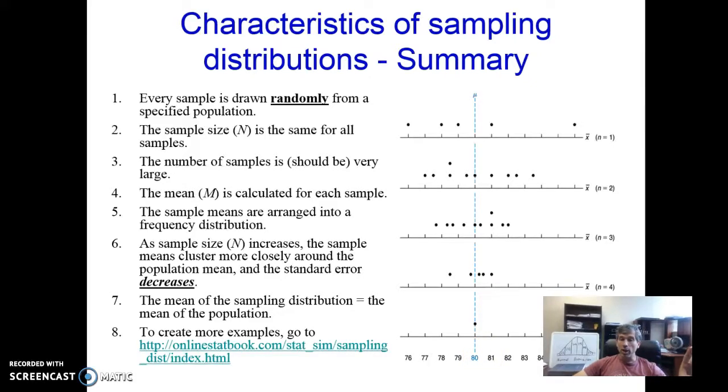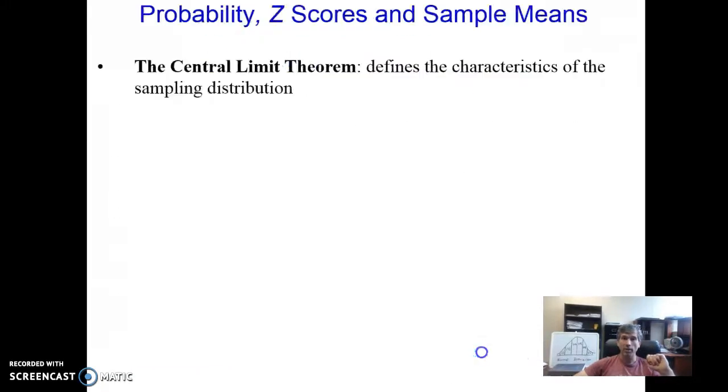We have a little applet here. I'm going to record a bonus video where I'm going to walk you through that applet, but basically what it does is it lets you make simple sampling distributions, and you can see how some of these patterns arise.